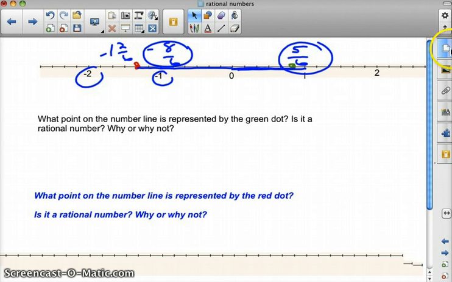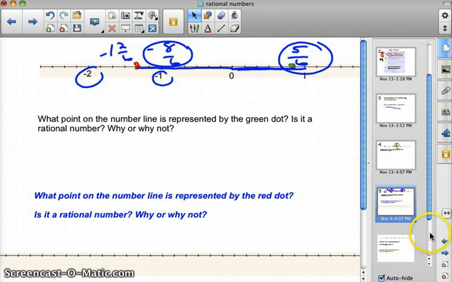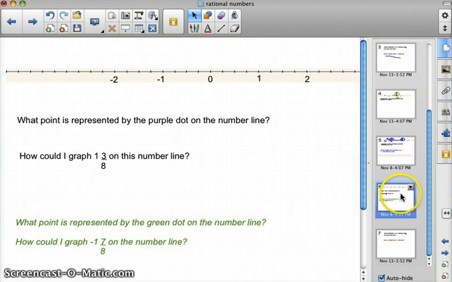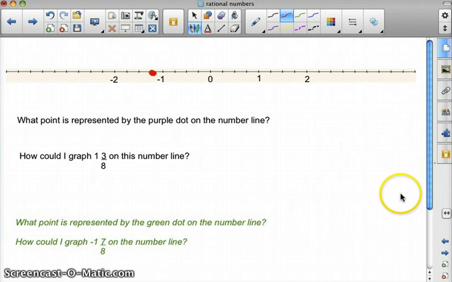Okay, let's look at one more example. What point is represented by the purple dot on the number line? So let's get a purple dot in. Let's call it a red dot. Okay, so again, the first thing to do always is to see how your number line is divided. So here from 0 to 1, it's divided into 1, 2, 3, 4 equal parts. So each segment is a fourth. So looking at this line over here, I've got between -1 and -2. So it's -1 and 1/4.